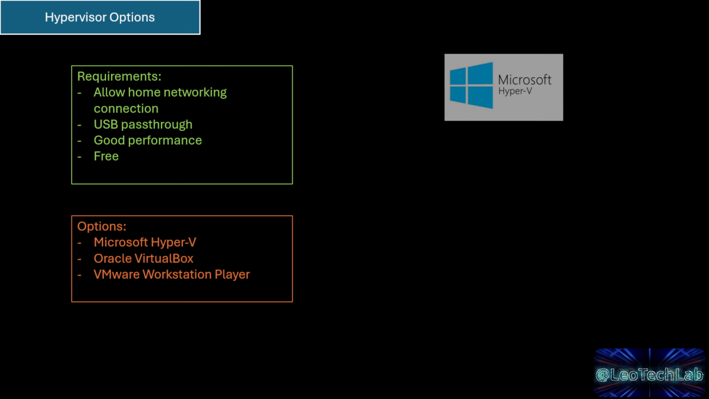Okay, so in order to meet my requirements that are again here on the screen, so to allow the VM to access the home network, to enable it to have USB pass-through, to have good performance and to be free, I narrowed down my hypervisor options to three.